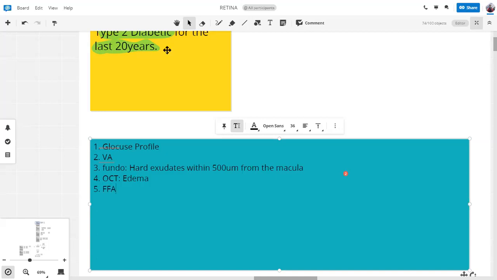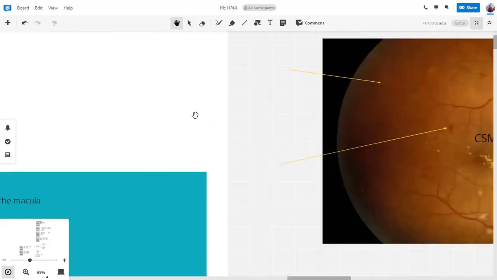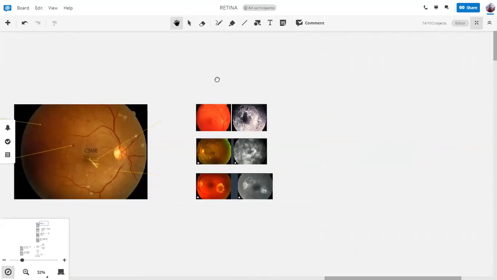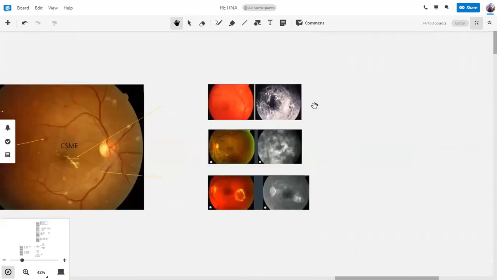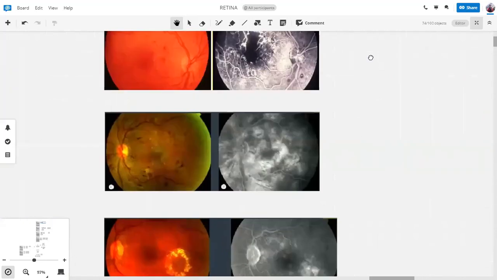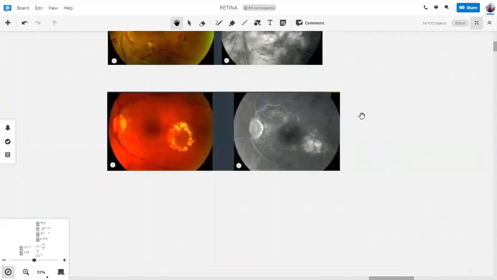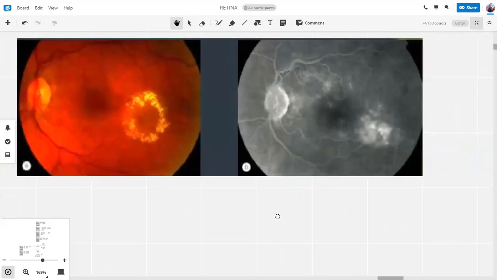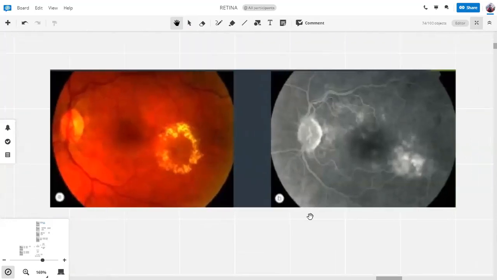FFA. Fundus fluorescein angiography. Fundus fluorescein angiography shows us the condition of the vasculature in terms of perfusion and how blood is flowing throughout the retina. So let us say we have 3 different examinations of macula and we have 3 FFAs. We'll start with this one. It's not such a high resolution picture, but it serves the purpose. What is wrong with this fundus examination?